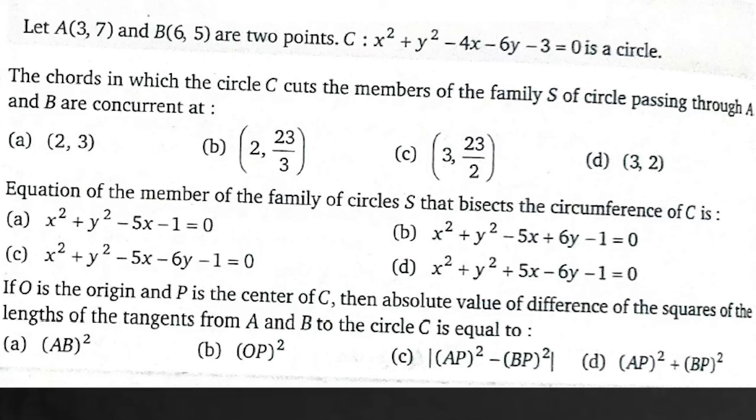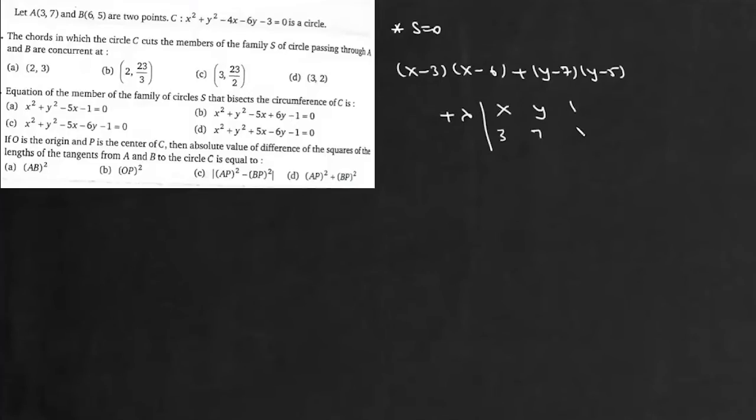Now here is the question. Let A and B be 2 points and C be a given circle. The chords in which this circle C cuts the members of family S of circles passing through A and B are concurrent at this point. Now first we have to find the equation of the family of circles passing through these 2 points. Now we know that this family S equal to 0 is given by x minus 3 into x minus 6 plus y minus 7 into y minus 5 plus lambda times the determinant with rows x, y, 1; 3, 7, 1; and 6, 5, 1 equals 0.